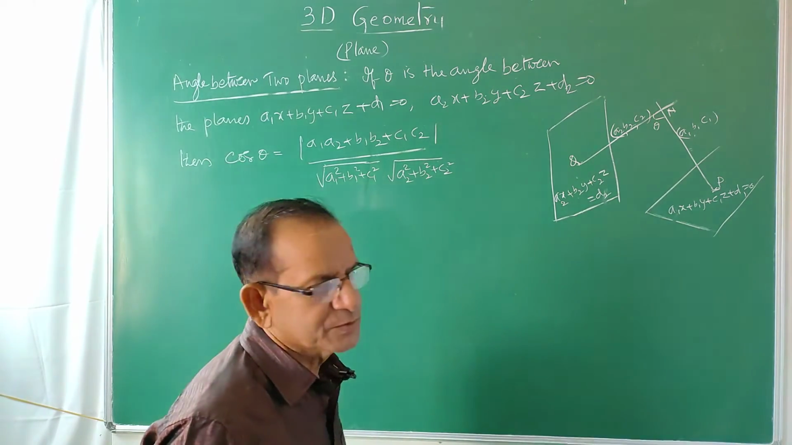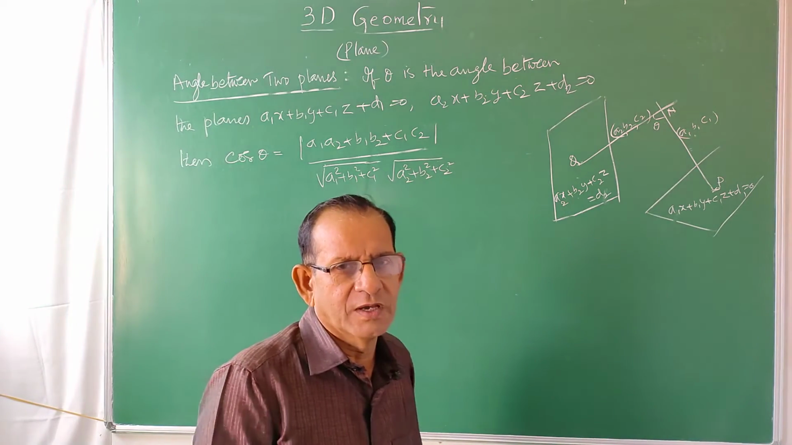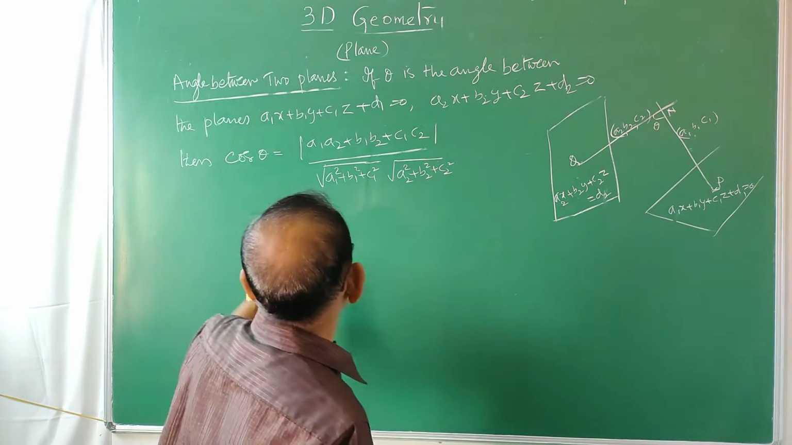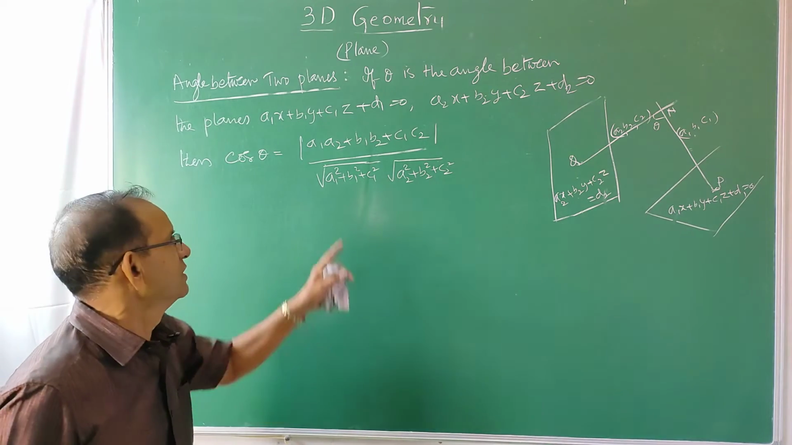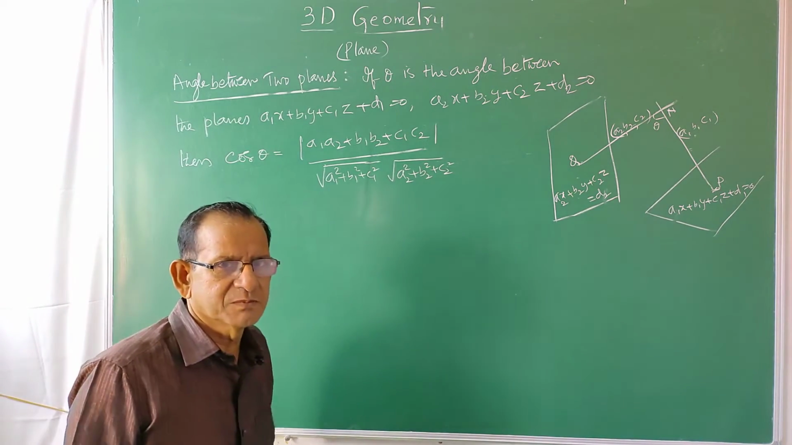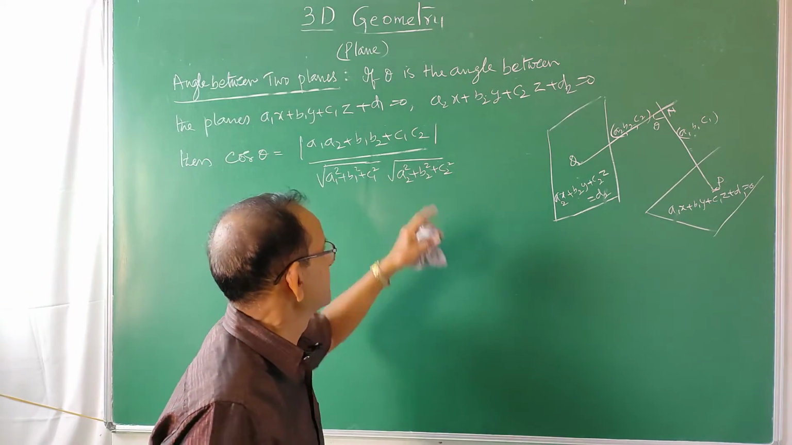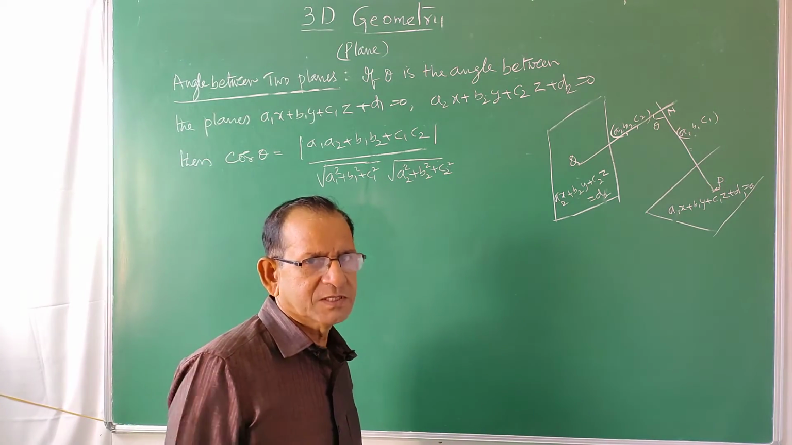Here we have to use the formula of cos theta for the angle between two lines, that is equal to a1 a2 plus b1 b2 plus c1 c2 divided by root of a1 square plus b1 square plus c1 square and root of a2 square plus b2 square plus c2 square.